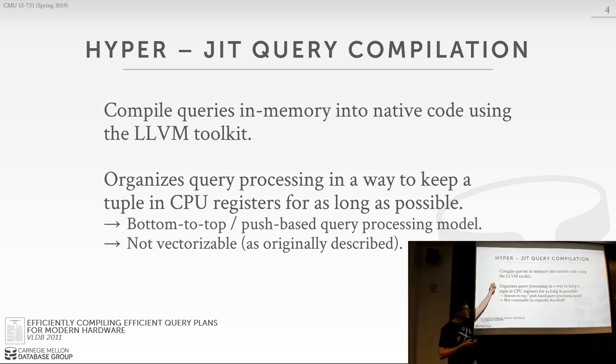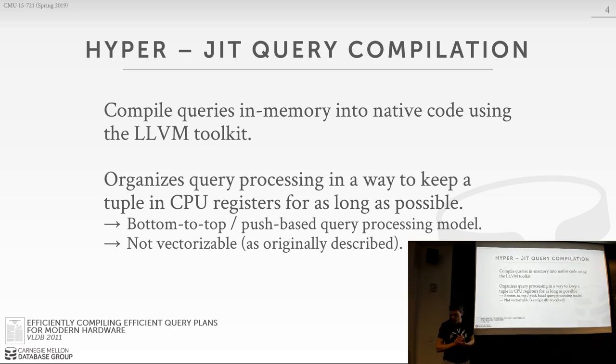But more than just doing compilation, HyPer also does a bottom-to-top, push-based query processing model, as opposed to the vectorized model from VectorWise. Starting from the bottom, your scan operators emit a single tuple, and you push that up into different steps in the pipeline. You keep going as far as you can up the pipeline until you hit a pipeline breaker, meaning you have to go back and get the next tuple before you can go on to the next pipeline. So you try to ride that tuple all the way up, keeping things in CPU registers, and that way you have fewer cache misses.